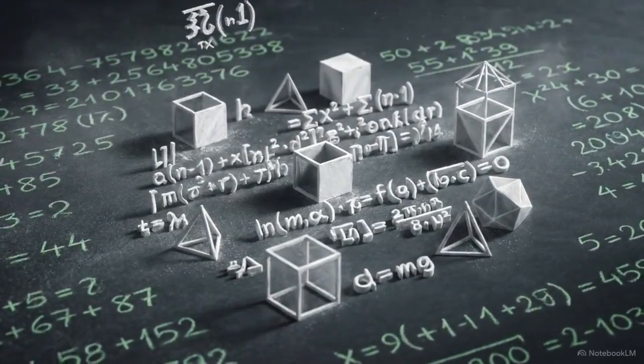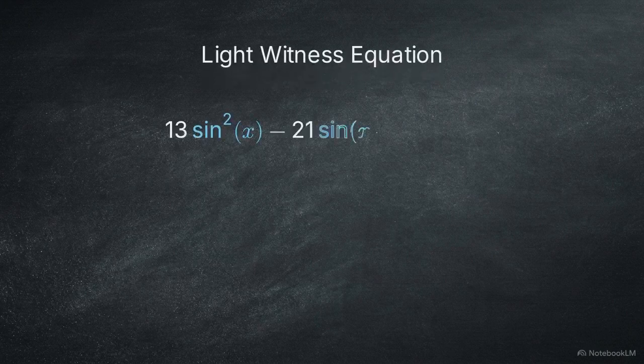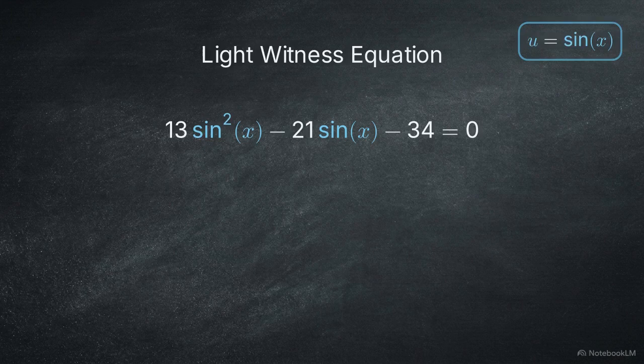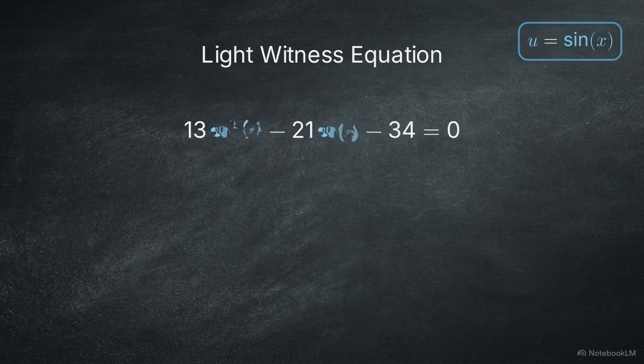logic of formal proof. This animated diagram displays our first target, the light witness equation, 13 sine squared of x minus 21 sine of x minus 34 equals 0. To solve this, we start with a standard algebraic substitution. By replacing the sine of x terms with the variable u, the transcendental equation collapses into a familiar quadratic format.